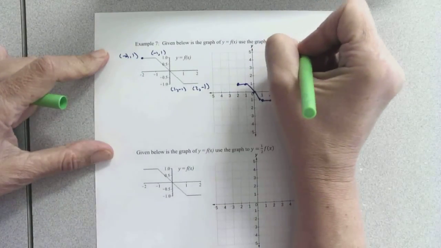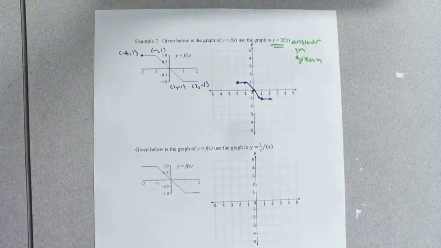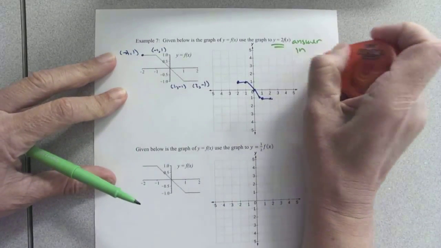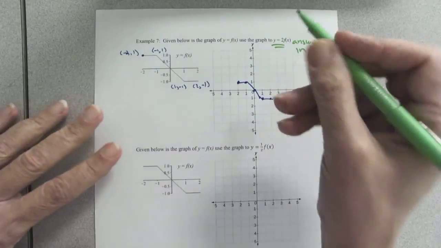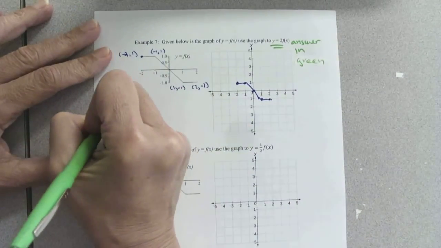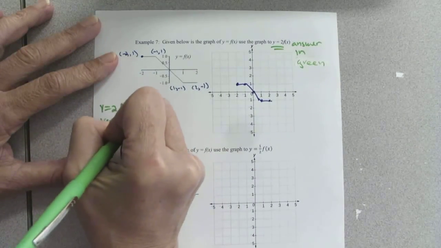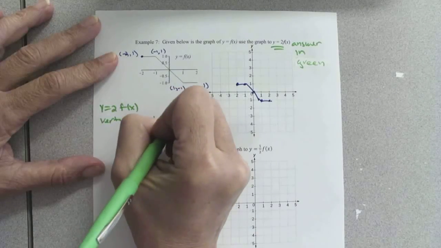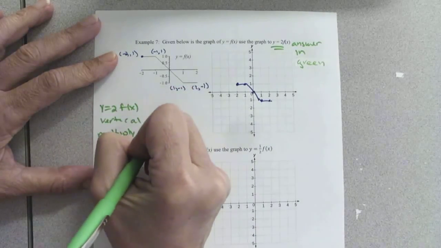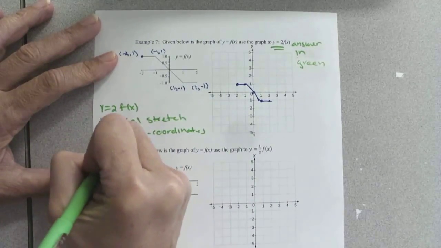And then answer in green. Spelled green wrong again. Don't know what the deal is about spelling green wrong. So y equals 2f of x, it's a vertical stretch. Multiply y coordinates by 2.